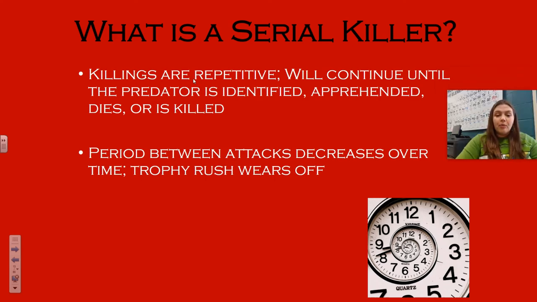So the killings are repetitive. They will continue until the predator is identified, apprehended, dies, or is killed. So generally, if you have a series of murders, you're going to keep seeing it until you find them. That hasn't always been true. Some of them did stop for different reasons and then came back later, or took a very long period, or even just stopped entirely. A lot of them got too old and quit. But most of the time, you're going to keep seeing that repetition of killing until they're caught. The period between attacks decreases over time, and the trophy rush wears off. So a lot of times you don't notice they're a serial killer because the killings are further apart in time, and then as they've been doing it for a while and getting away with it, they start doing it more often, usually.